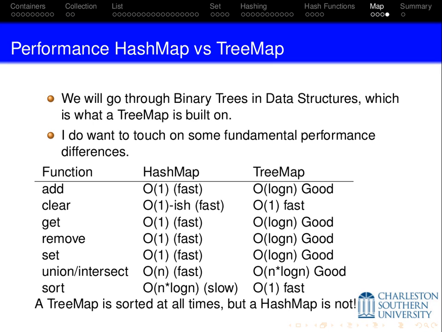Clearing, I say O(1)-ish because you have to basically delete the array. Get is pretty fast on a hash map. Tree map is still log n. Really get, remove, and set are all going to be O(1) on a hash map because you just jump to the correct location in the array because you're using hashing, and then you perform that operation on a linked list, which in general is very small.